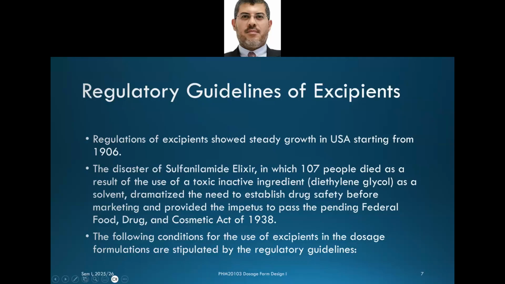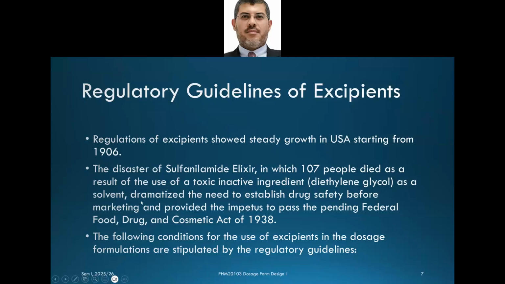Why are there regulations regarding excipients, and why are they growing? Usually, of course, after some fatal mistake or some disaster, a swift action must be taken. It happened before with sulfa drugs. Sulfanilamide was prepared as an elixir in the USA, and they used diethylene glycol as a solvent, or co-solvent, in this formulation, and it resulted in the death of 107 people, due to the toxicity of this solvent, diethylene glycol.